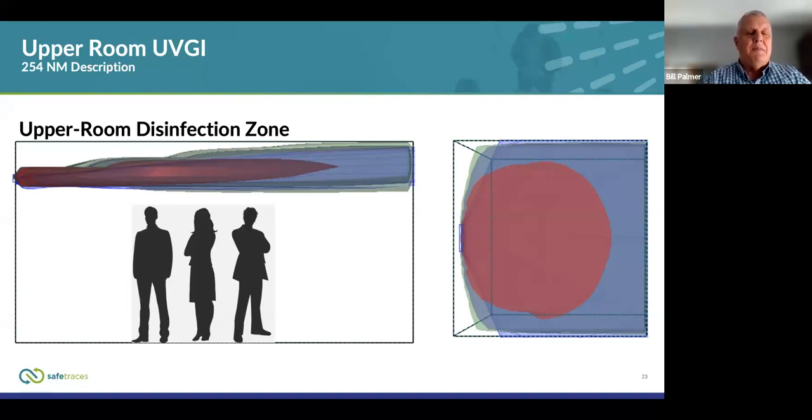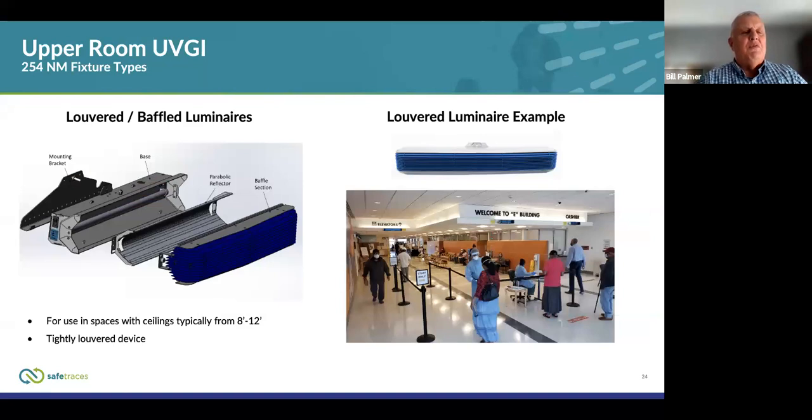Next slide, please. And we do that through the design of the fixtures. So typically, most of the upper room fixtures are separated into two categories. For lower ceilings, 8 foot to 12 foot, we would use a louvered or baffled luminaire. Whereas for higher room settings, 12 foot or greater, we would use typically an open or semi-open type of fixture.